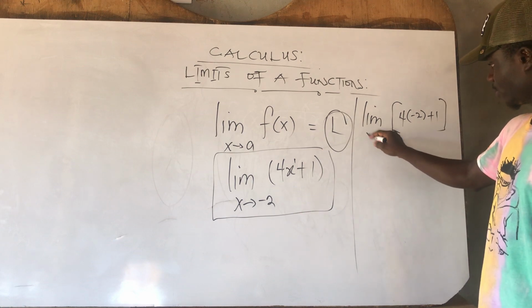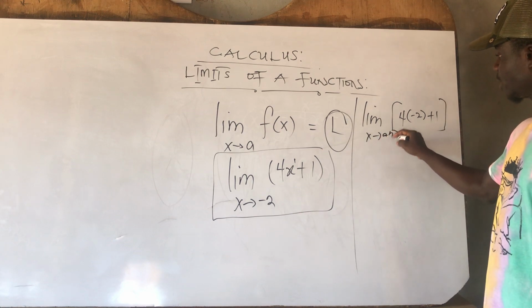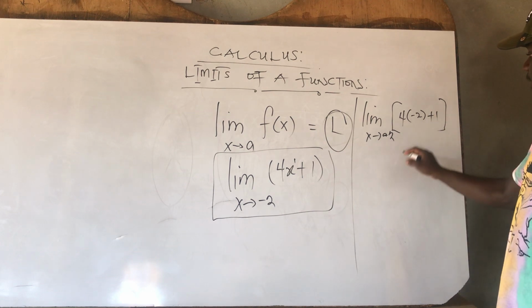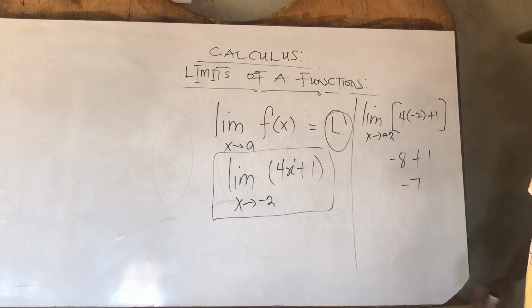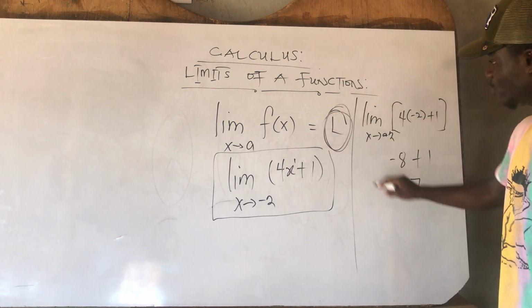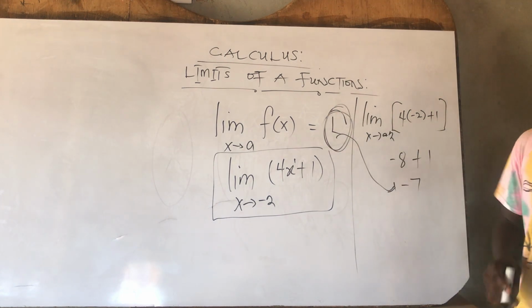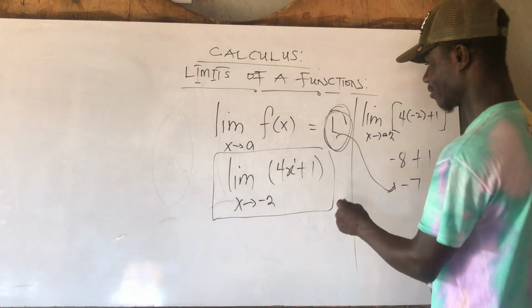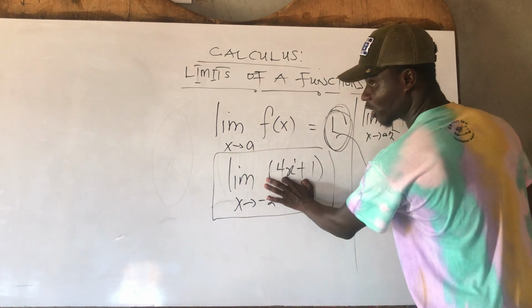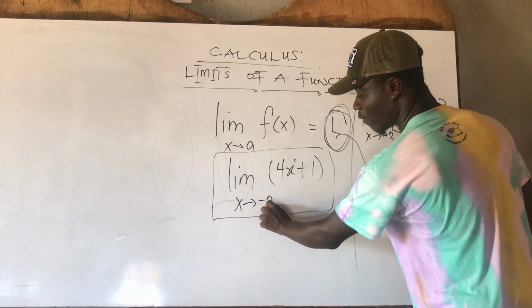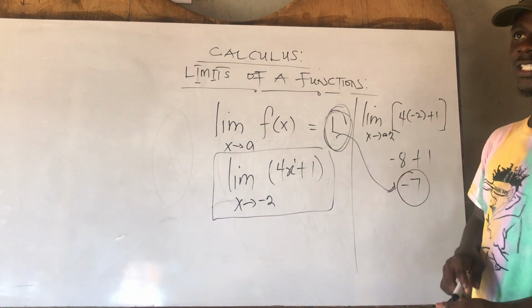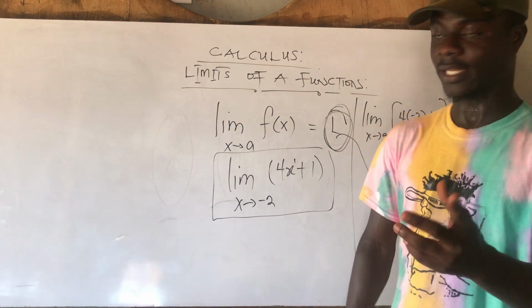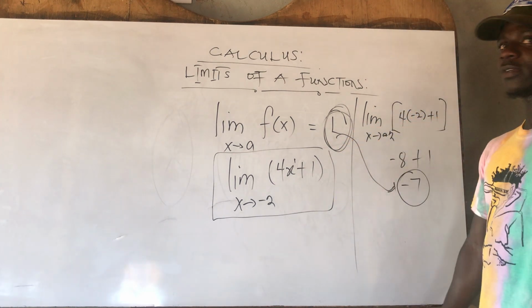So negative 2. We have 4 times negative 2, which is negative 8, plus 1. So you get negative 7. So that means the limiting value is negative 7. So as x approaches negative 2 for this f of x function, the limiting value will be negative 7, right? The limiting value will be negative 7.